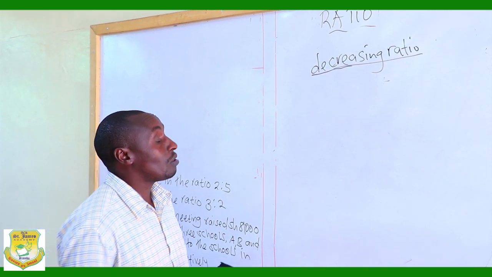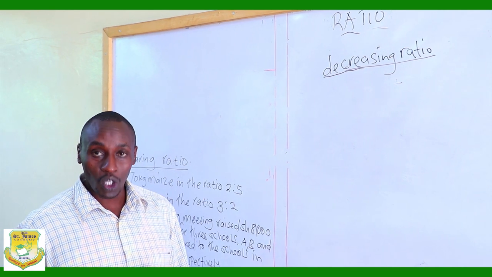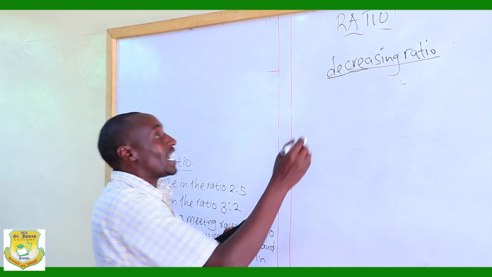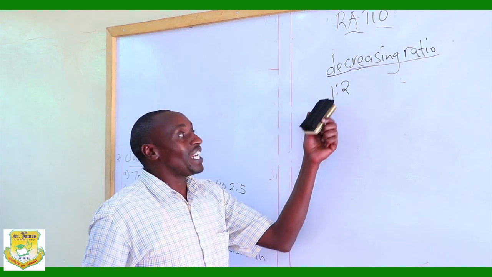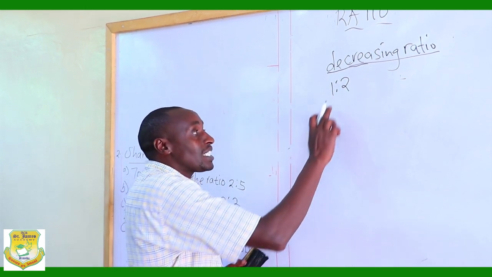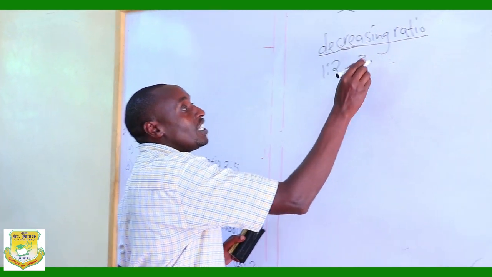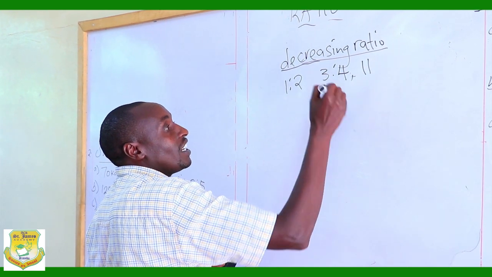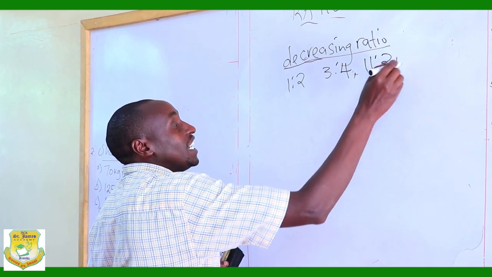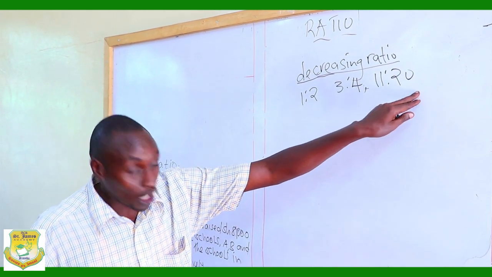Decreasing ratio: the first number is less than the second one. For an example, 1:2. This one is a decreasing ratio. The first number is less than the second one. 3:4. 11:20. These are decreasing ratios. The first number is less than the second one.